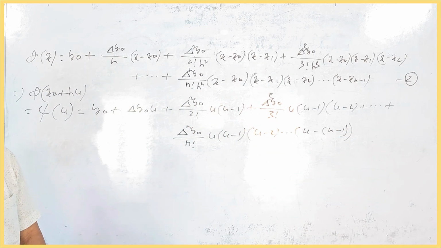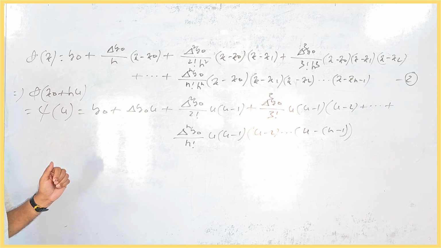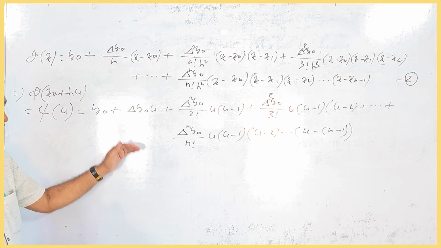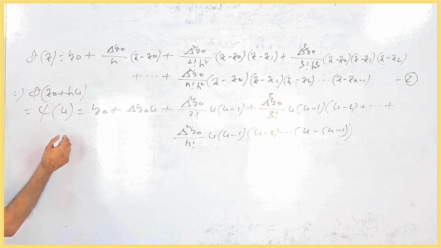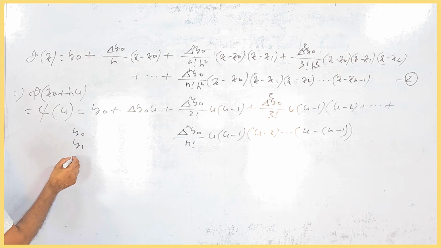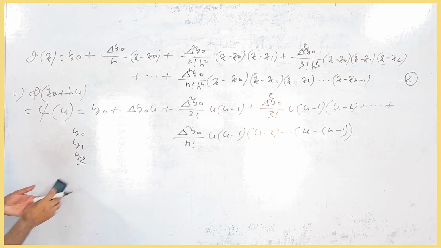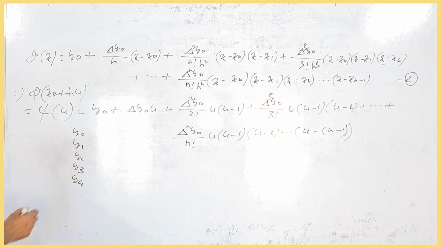So this is Newton's forward interpolation formula. By using it, we can compute the value of a function which lies within the upper half of the given table. Say we are given the values y0, y1, y2, y3, y4. So we have five values here, and y2 is the middle value of this given table.